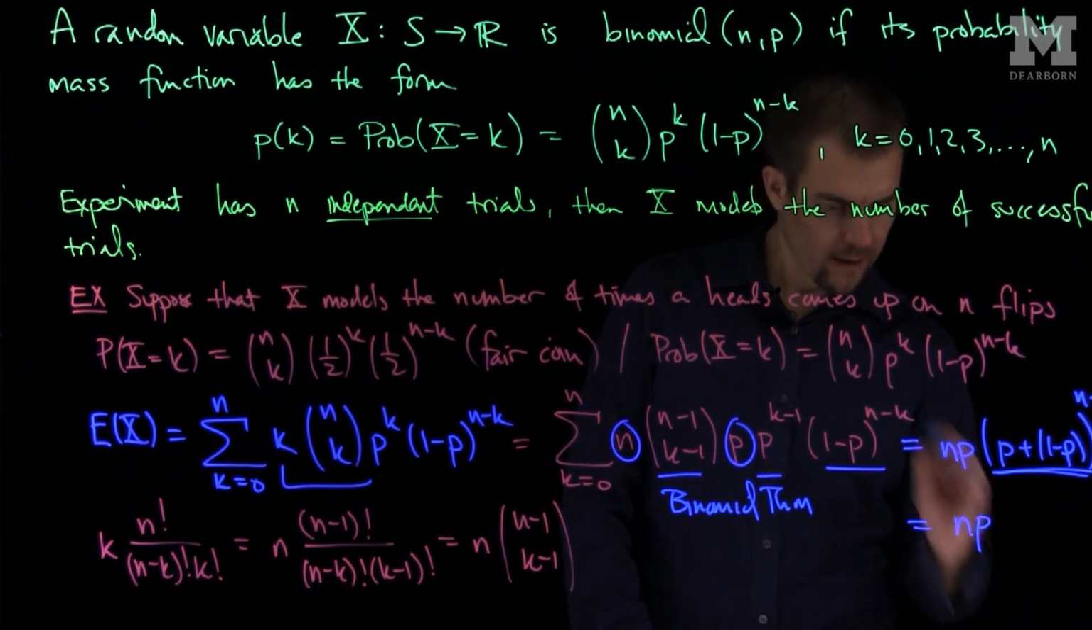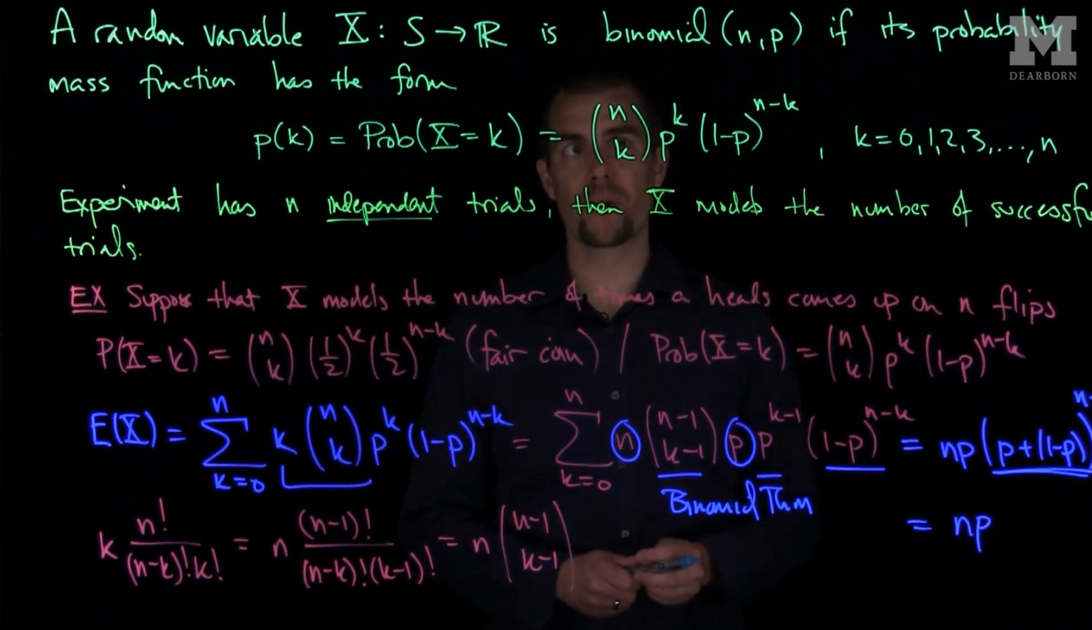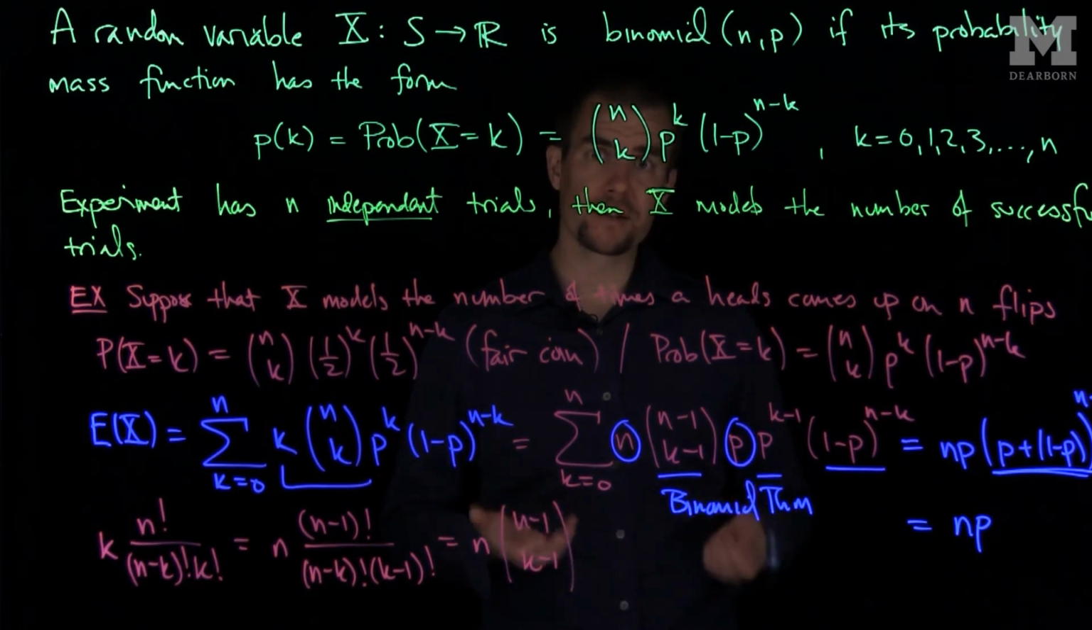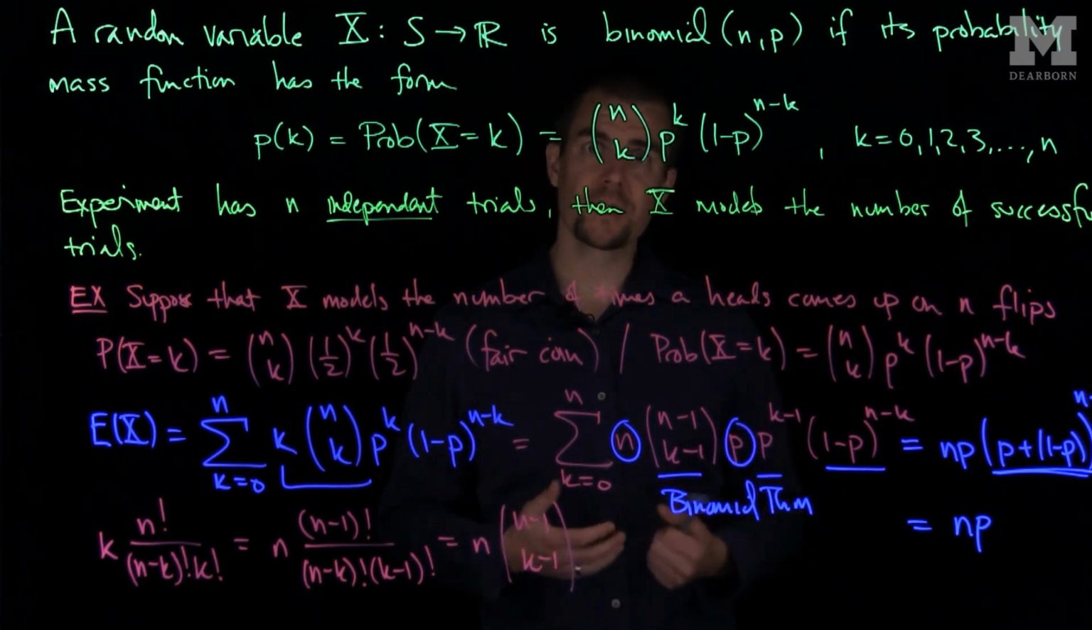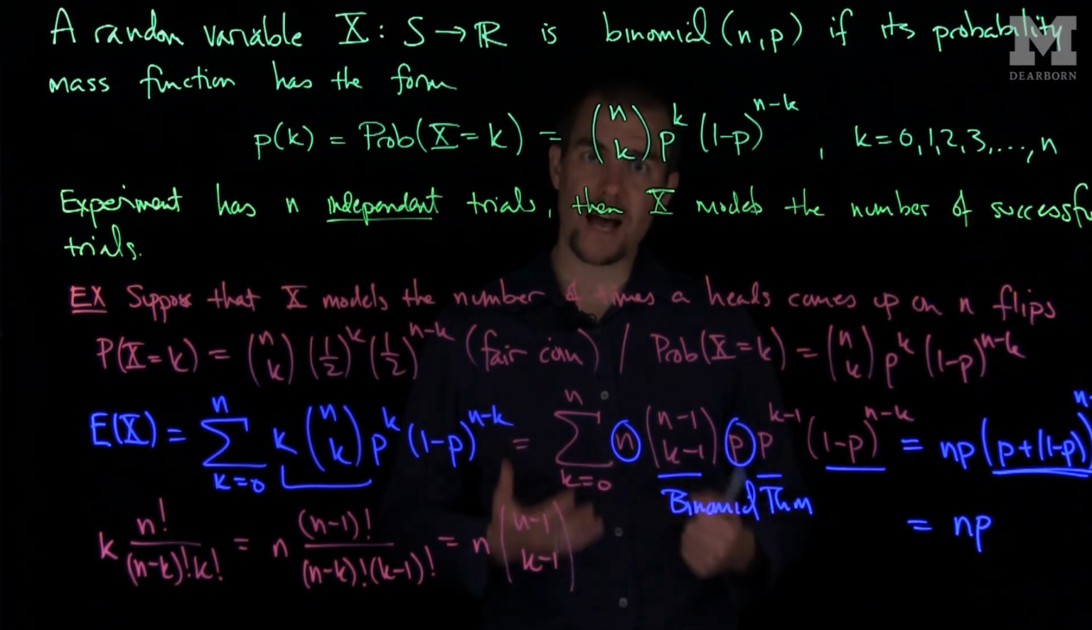So the mean, or the expected value, of a binomial random variable with parameters n and p, where n is the number of trials and p is the probability of success, is n times p.